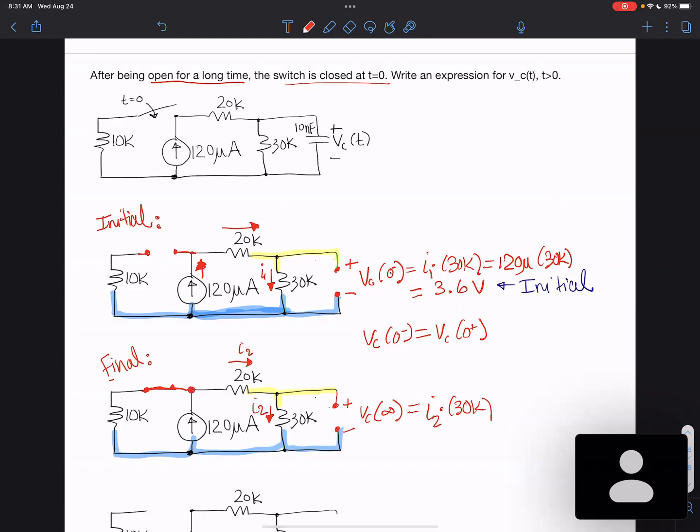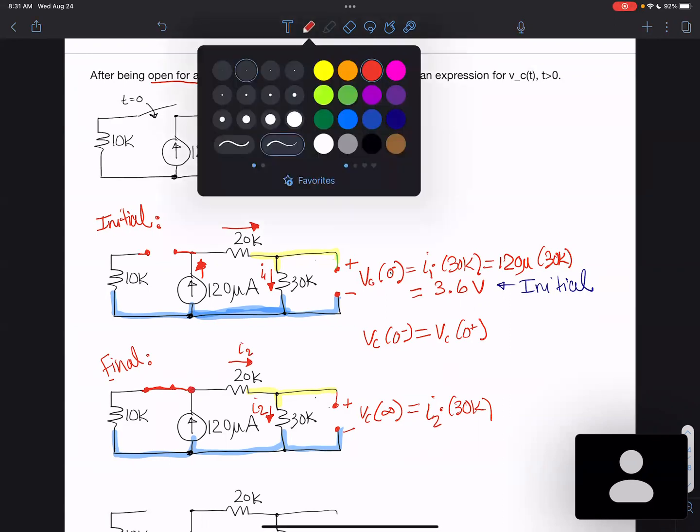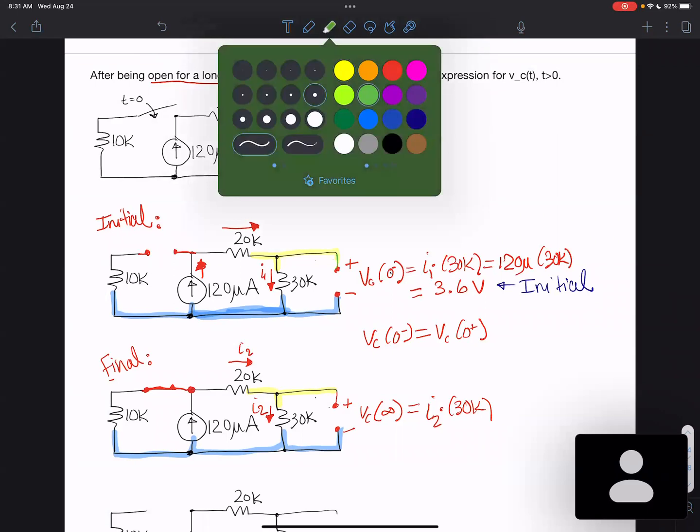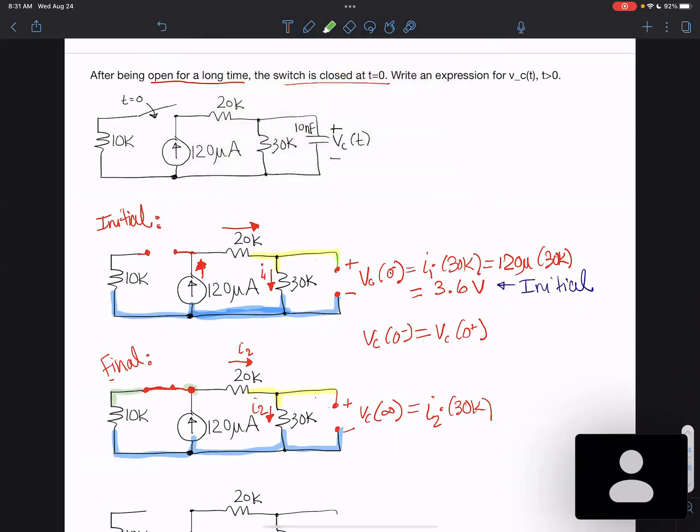But now there's an extra node here instead, right? So I2 is not 120 micro this time. Does this circuit look familiar? Yeah. Correct, it's a current divider. So we can use the current divider equation.